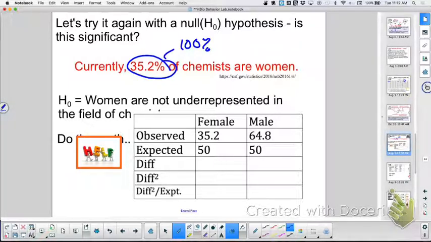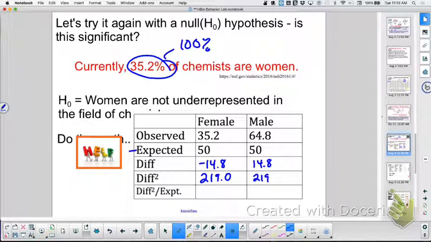So I take the difference. What's the difference right here? 35 observed minus expected equals what? Negative 14.8. And then this would be what? 14.8. Yeah, because we didn't have any other option. So when you square 14.8, what do you get? 219.04. So we'll just say 219, right? And this would have to be 219 as well, right?